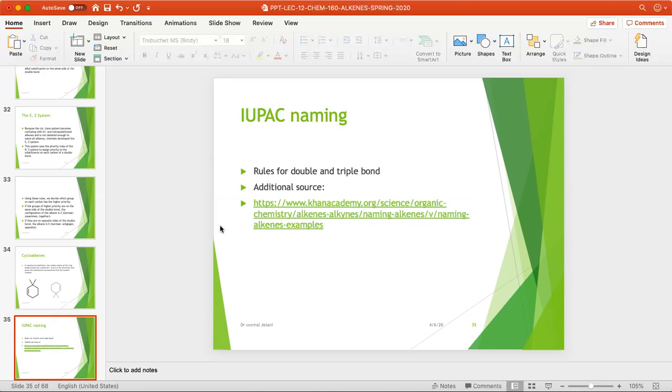First, our work is to locate the double and triple bonds. Second, we identify the longest chain which contains both the carbons of the double or triple bond. This is called the carbon backbone, and we number it from the end that gives the lowest position to the double and triple bond. So this is a method for identifying it.